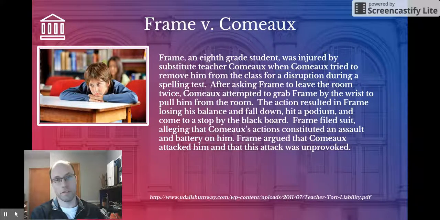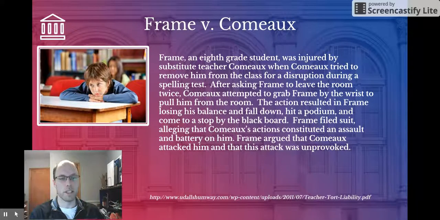In my next case, Frame versus Comu, Frame was an 8th grade student who was injured by the substitute teacher of the class. Comu tried to remove him from the class for disruption during a spelling test. After asking Frame to leave the room twice, he confronted Frame, and then when Frame was getting up, he attempted to grab him by the wrist and pull him from the classroom. The action resulted in Frame losing his balance and falling down. He hit a podium and then somehow landed on the blackboard. Not quite sure how that worked.